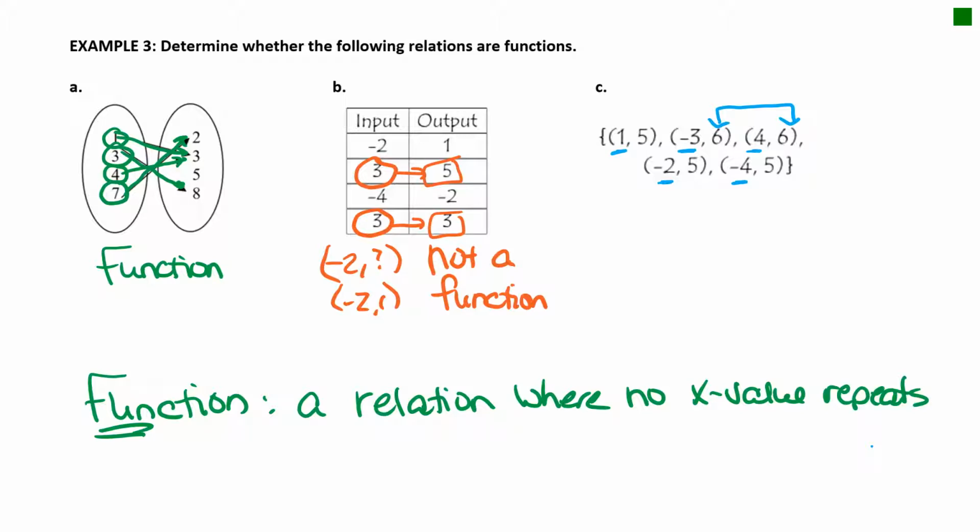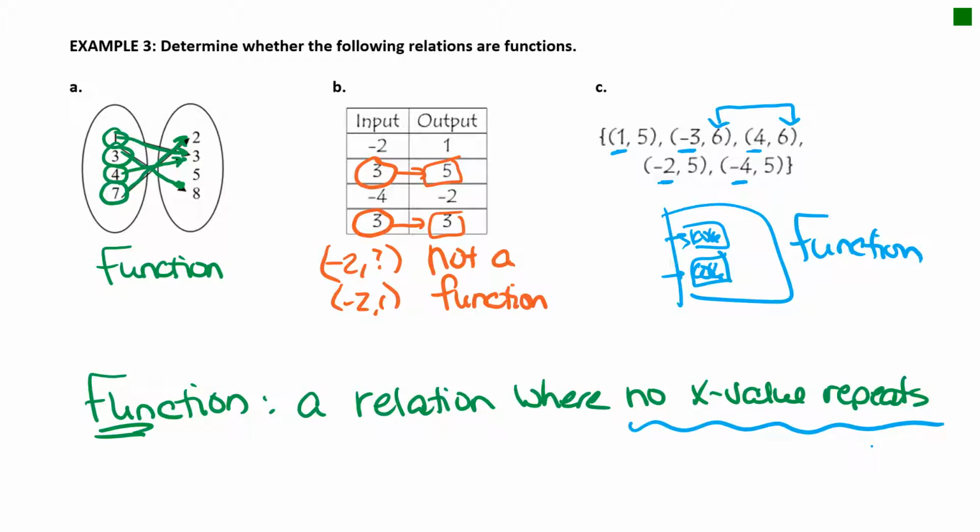Don't care. If I have a soda machine, is there always only one button that says Coke? Sometimes I can push that button or I can push that button and I still get the same output and it's still functioning. So the output can be repeated, the input cannot. So the first one's a function and the last one's a function. No x values repeat.